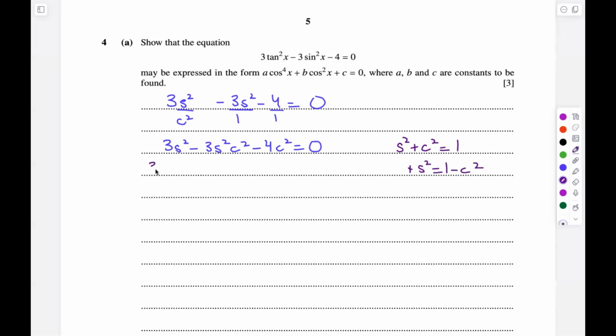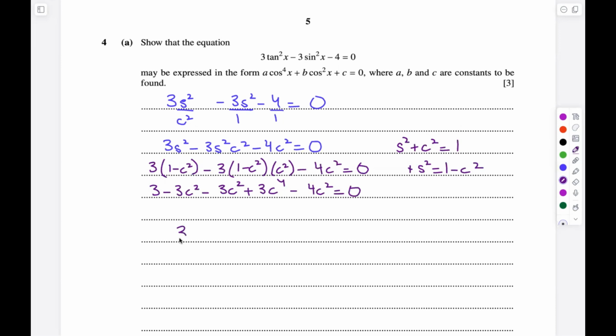So writing 3 into 1 minus cos squared in place of sine squared, and replacing sine squared with 1 minus cos squared, this will remain minus 4 cos squared. Expanding the bracket, we'll get 3 minus 3 cos squared. So minus 3 into 1 into cos squared will become a minus 3 cos squared, and minus 3 into minus cos squared into cos squared will become a plus 3 cos to the power 4 minus 4 cos squared equals 0.